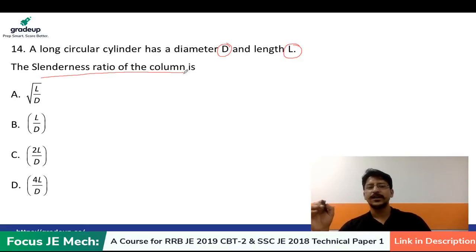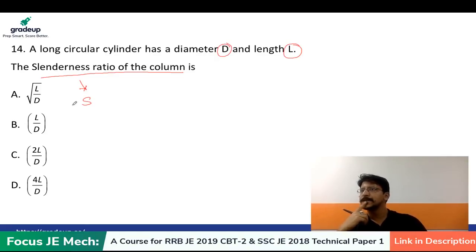You have to tell me about the slenderness ratio of the column. Answers fast. Slenderness ratio is generally denoted by capital S. Don't go for L effective. Why am I telling you this? Because here nothing has been mentioned to you about the end conditions. Don't worry about the end conditions, because it is not mentioned. So simply take your L only.